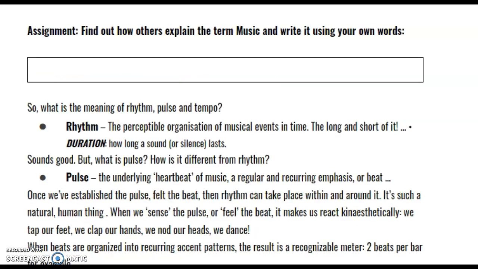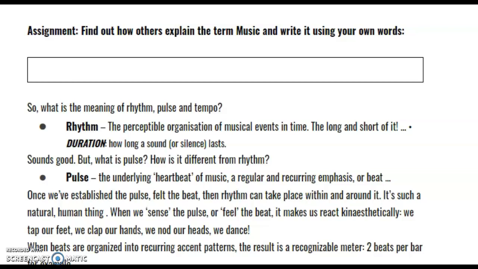And here we now come to your first assignment. Find out how others explain the term music and write it in your own words. So what is the meaning of rhythm, pulse, and tempo? Rhythm is the perceptible organization of musical events in time, the long and short of it. So long notes, shorter notes, I have a rhythmical pattern. Rhythm is the different note values grouped together. Duration, how long a sound or a silence is.